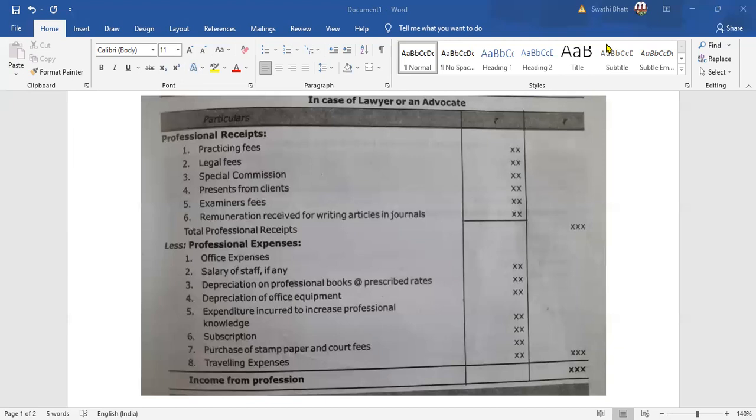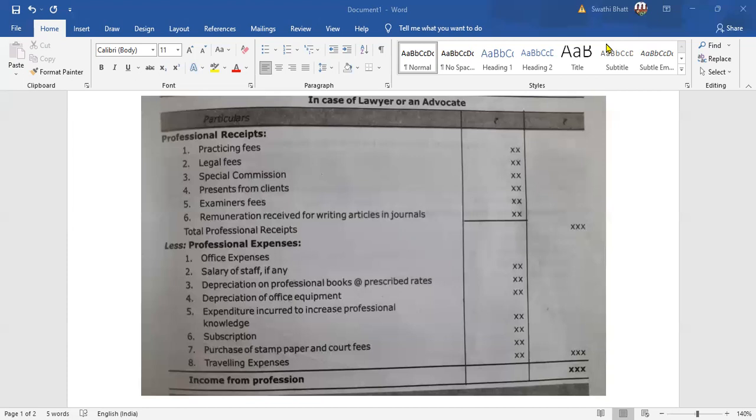So the six receipts that you can see are all related to a lawyer. So for a lawyer, these are his income. It is legal fee, the arbitration fees, the consulting fees, the special commission fees, presents from clients. These are all the income that he is getting from his profession. From this income, you will have to deduct the professional expenses. Those things which are genuinely related to the profession, those expenses will have to be deducted.